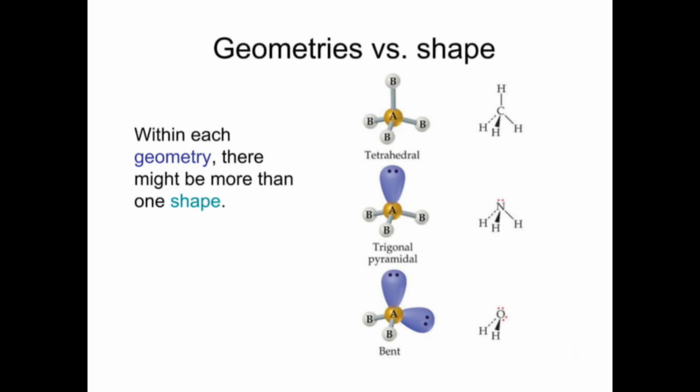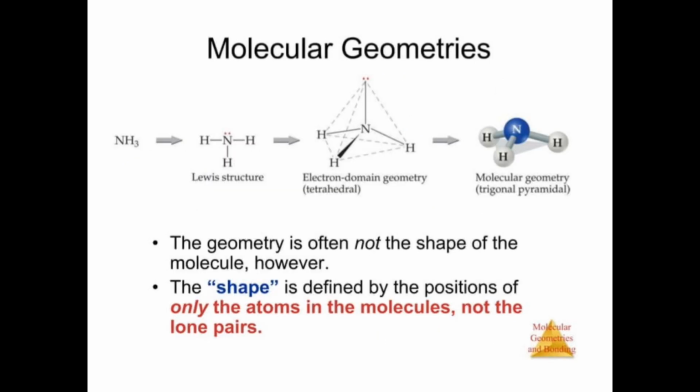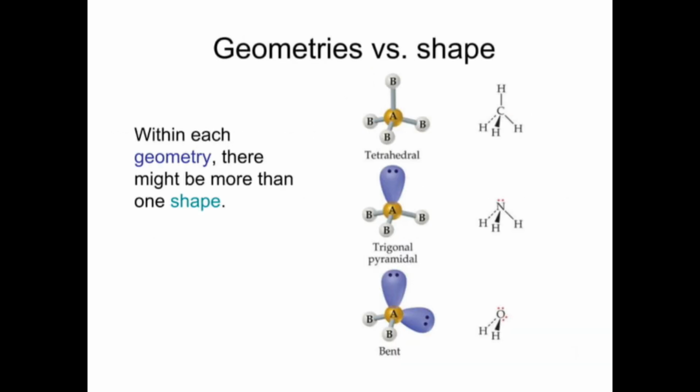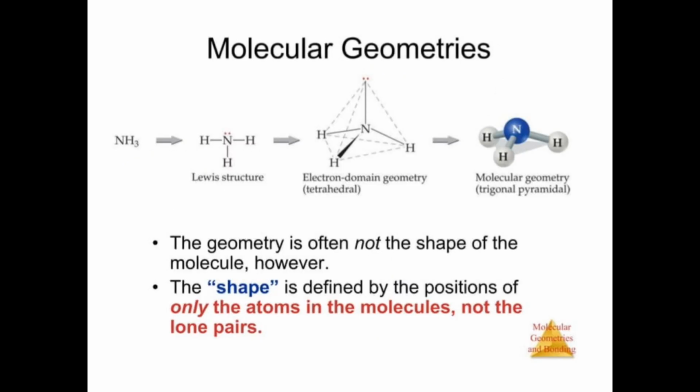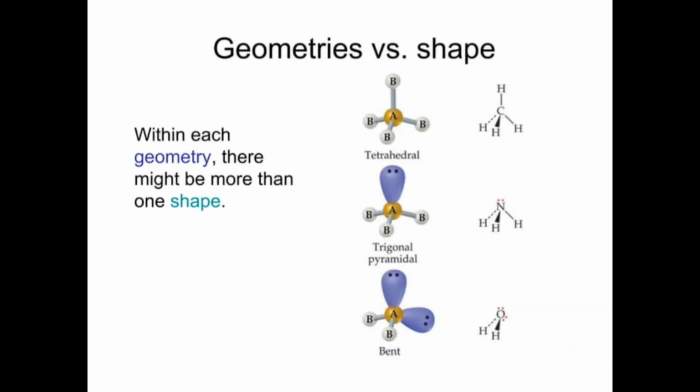You will see here that these are varying geometries that you could have. Shape is usually the orientation or the position of only the atoms, while geometry has to consider both the atoms and the lone pairs that are on them.